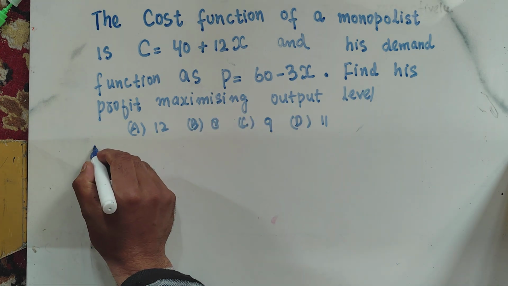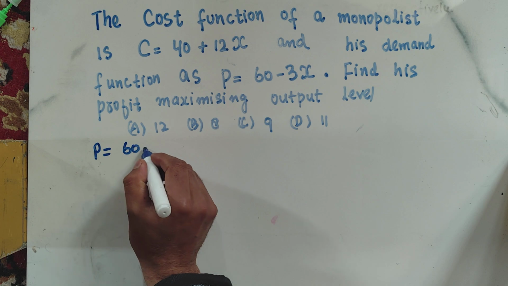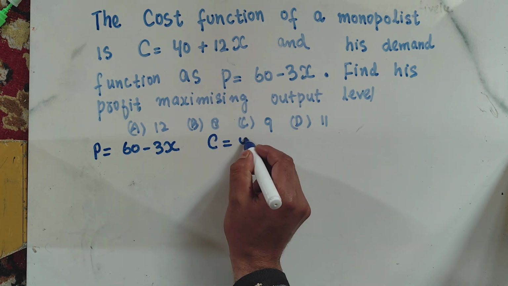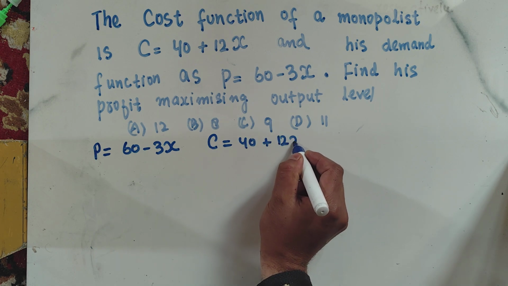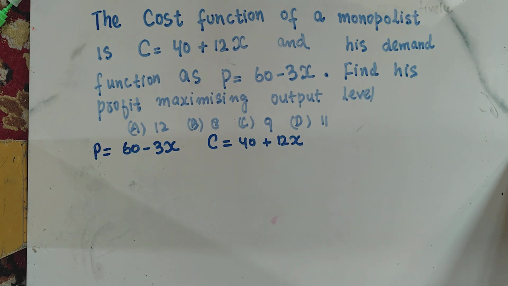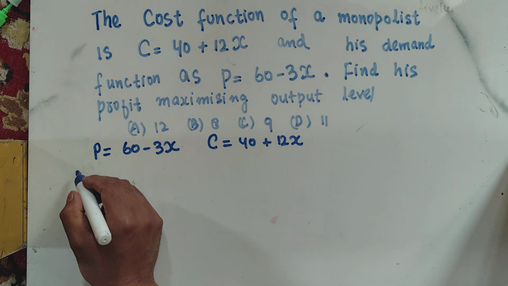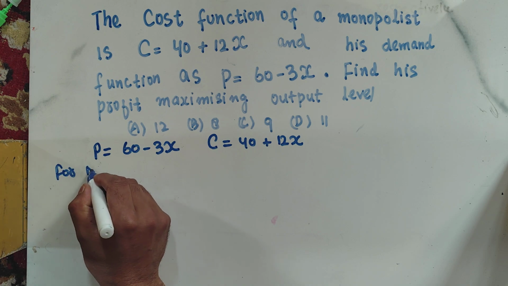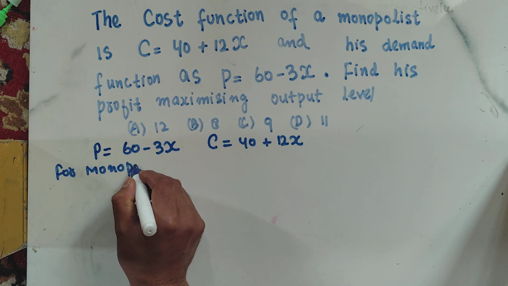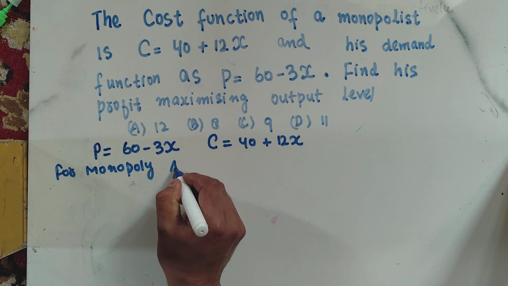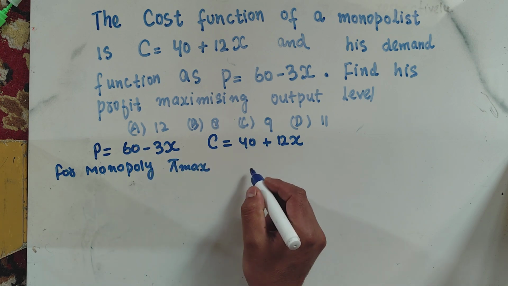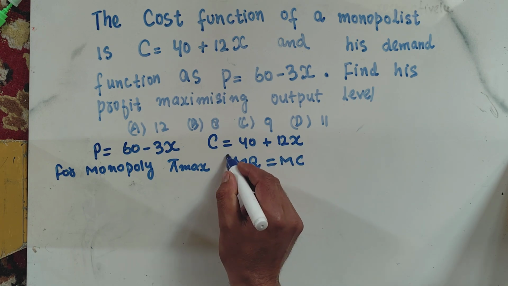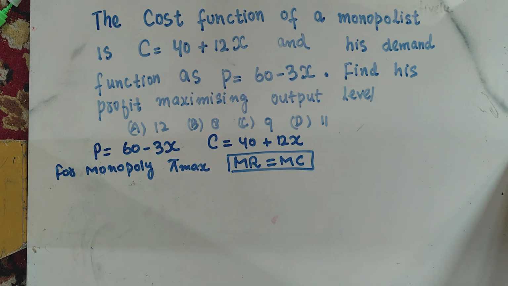So we have the demand function, that is P = 60 - 3x. Also we have the cost function as C = 40 + 12x. Now for a monopolist, what is the profit maximizing condition? For monopoly, the profit maximization condition is that we equate marginal revenue with marginal cost. So we need to find out these things here, marginal revenue and marginal cost.